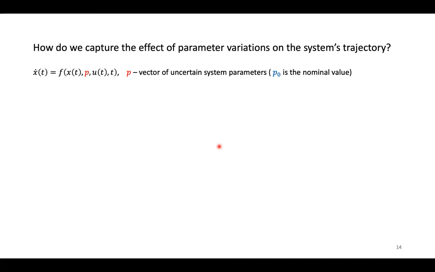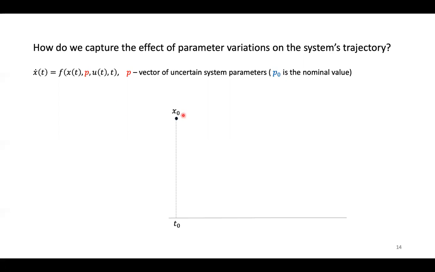So forget about optimal control for a second and see the dynamics here, which is x dot equal to f of x comma u comma t. Now we have the model parameters added. These parameters, for example, could be gravity or aerodynamic coefficients, which we know have some value, but it need not be exact. So the value we know is what I call p naught, and that is the nominal value. And we will assume uncertainties around this p naught. Now if you have this dynamics, how do we capture the effect of parametric variations?